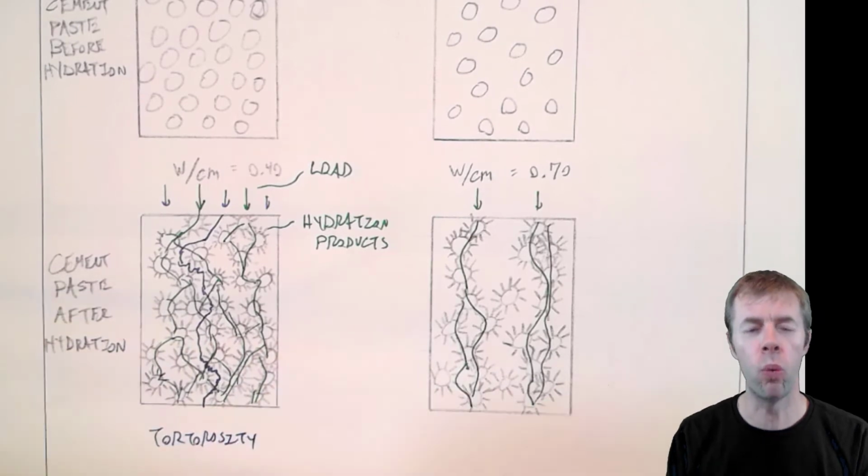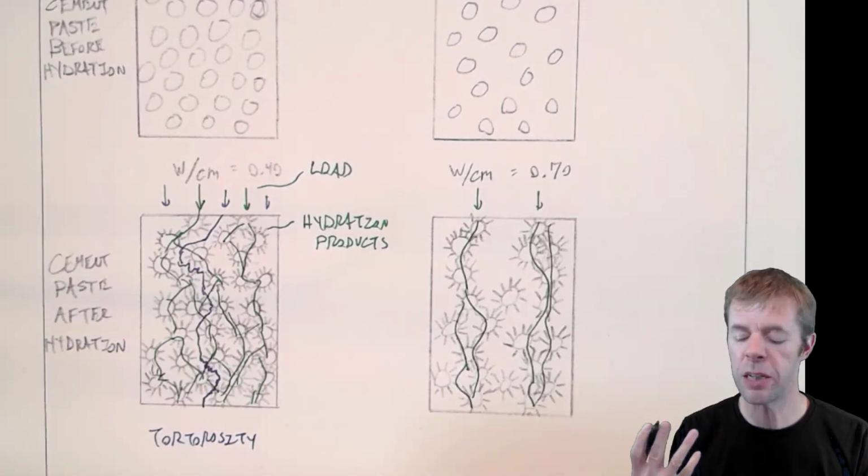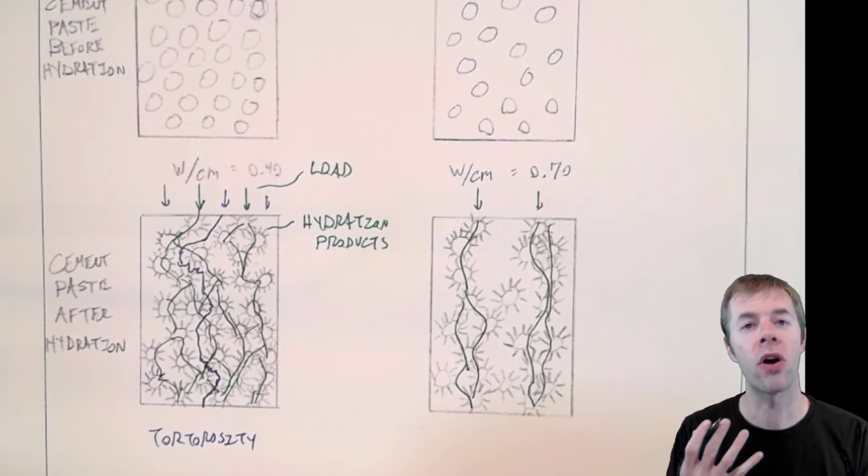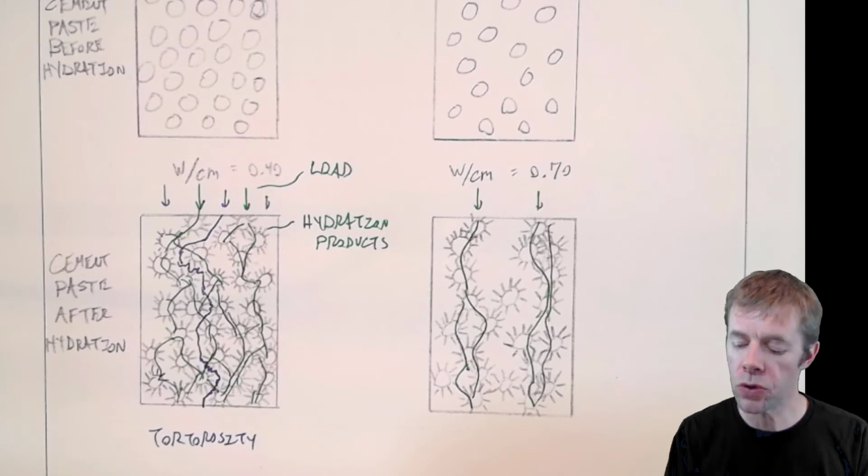And that's what we want. We want it to be torturous. We want it to be really hard for those outside nasties to find their way into our concrete and through our concrete. But let's look over here.